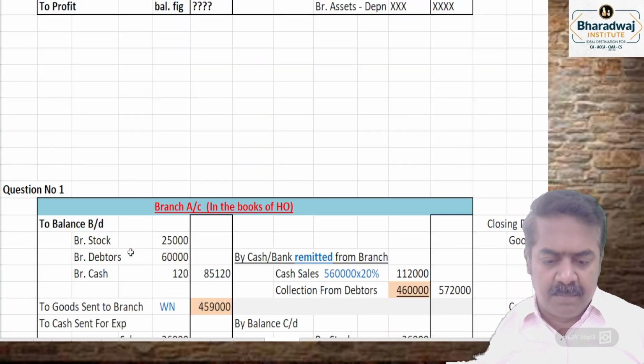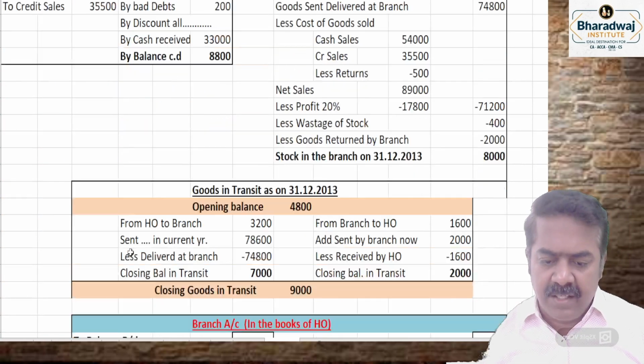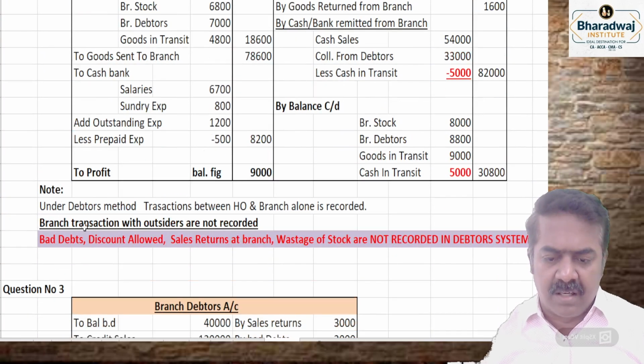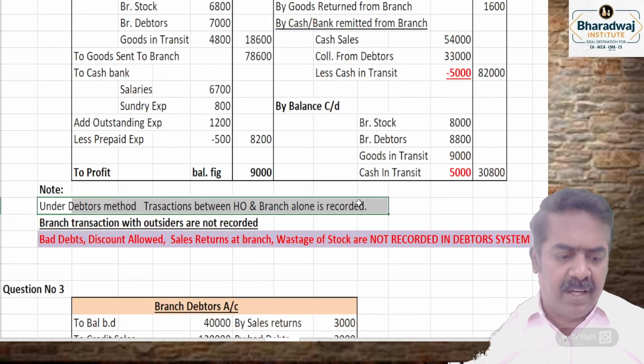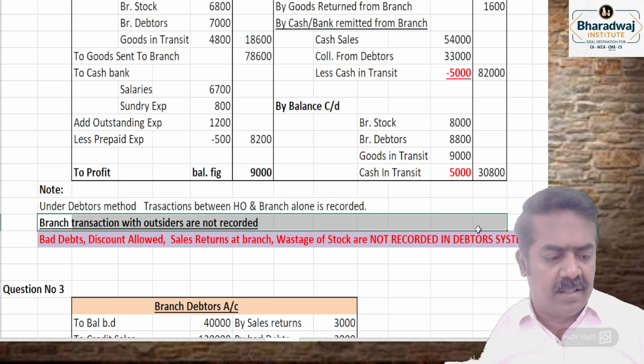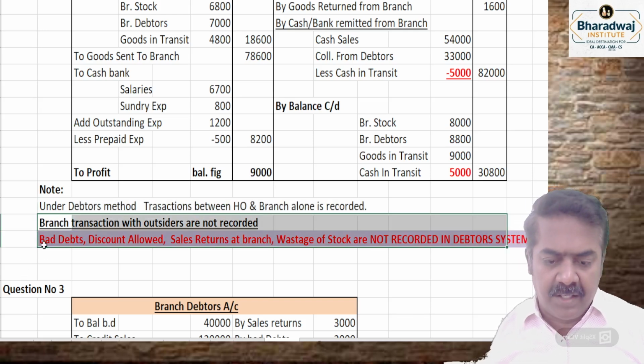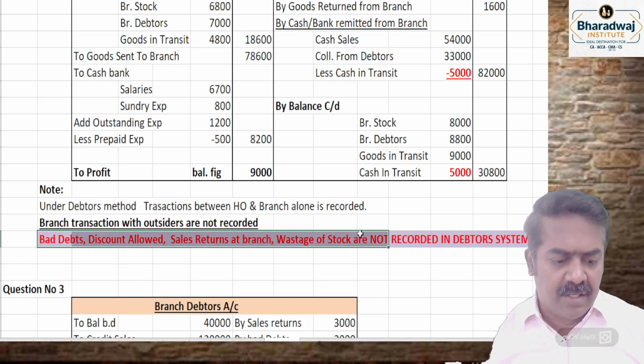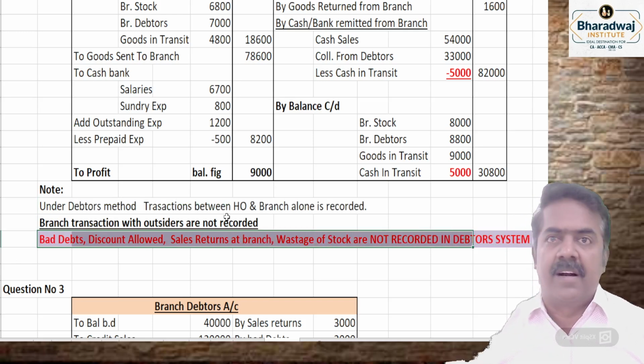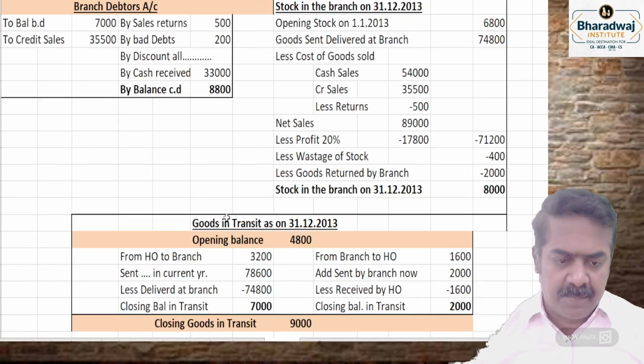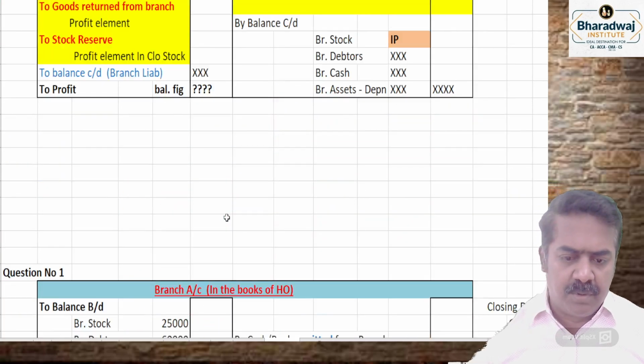Then in the debtors system, what is not recorded? Only transactions between head office and branch will be recorded. Other outside transactions are not recorded. Like bad debts, discount allowed, sales returns, and wastage of stock are not recorded under which system? Debtors system. Just observe this for about 2-3 minutes.